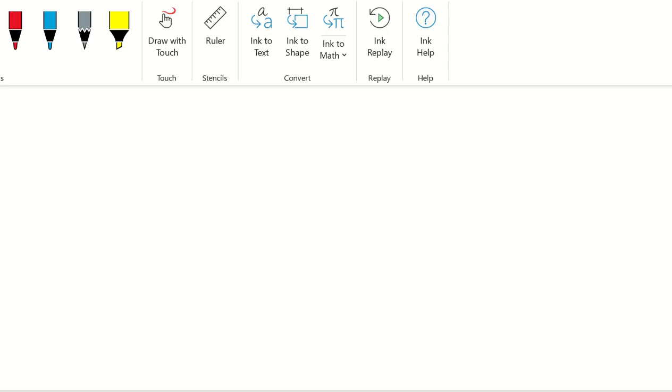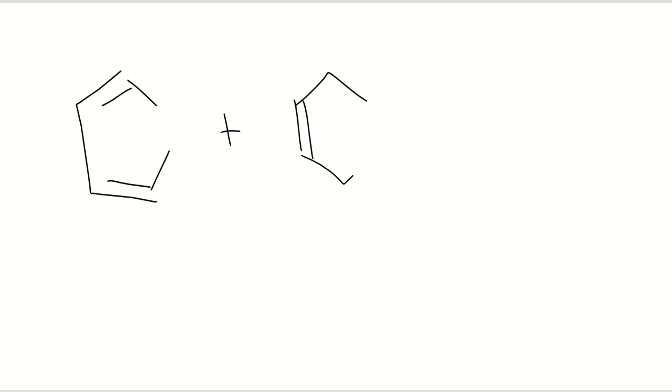Let's look at one more example. Whoops, one too many bonds there. Let's look at this. I have this piece here plus, let's do this cyclic structure here. What would my product be?